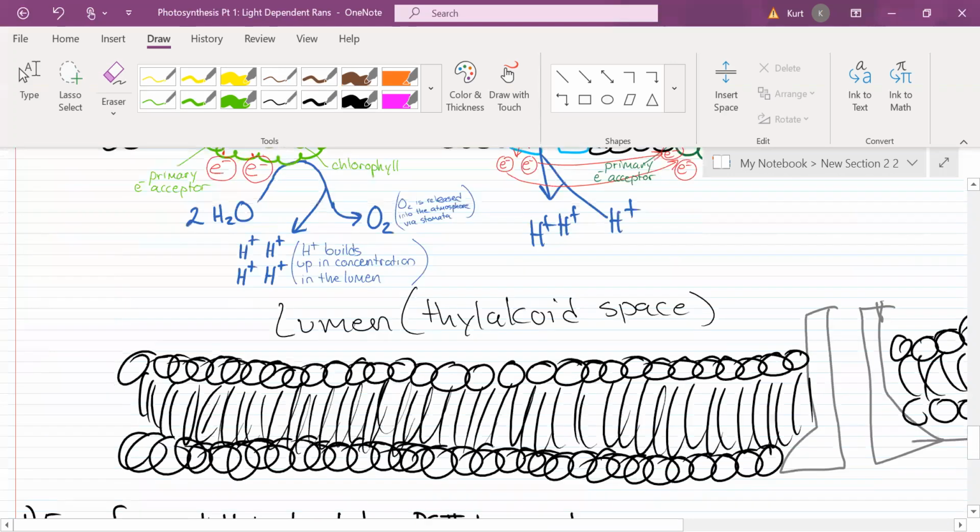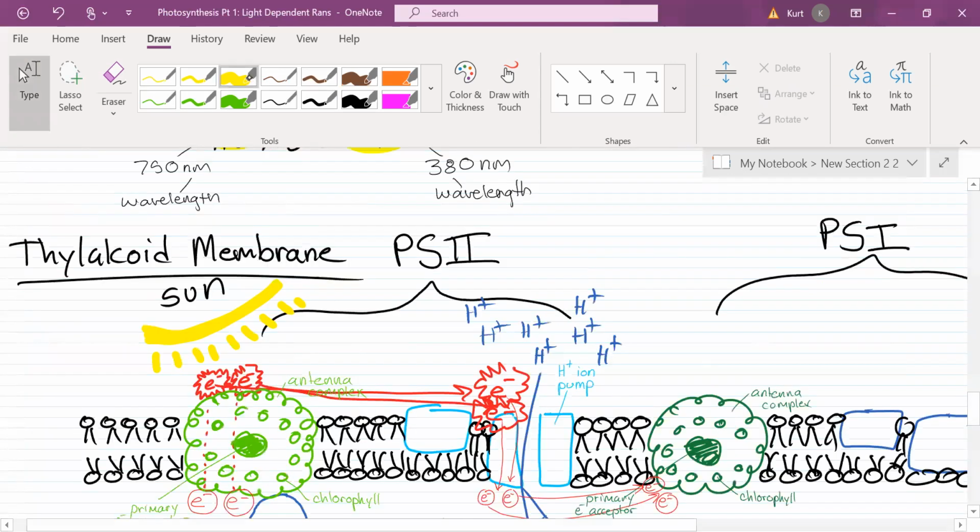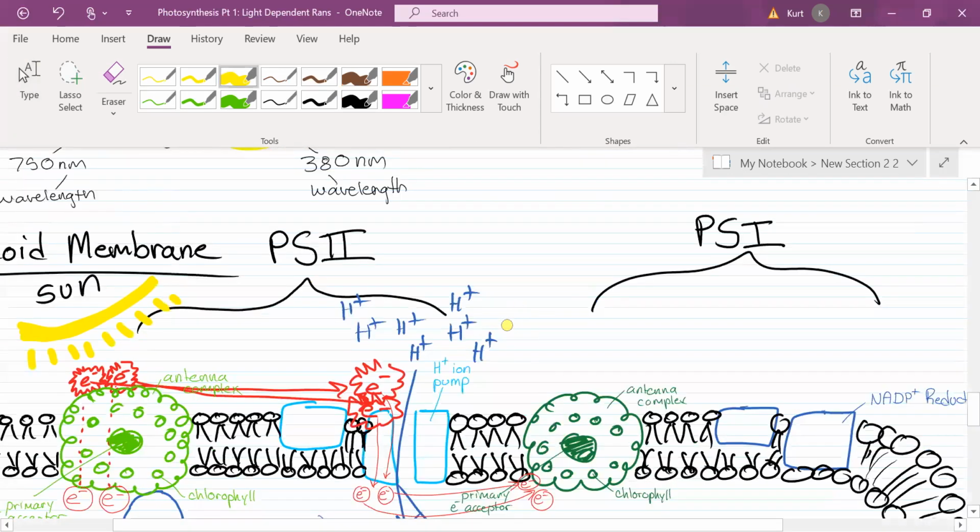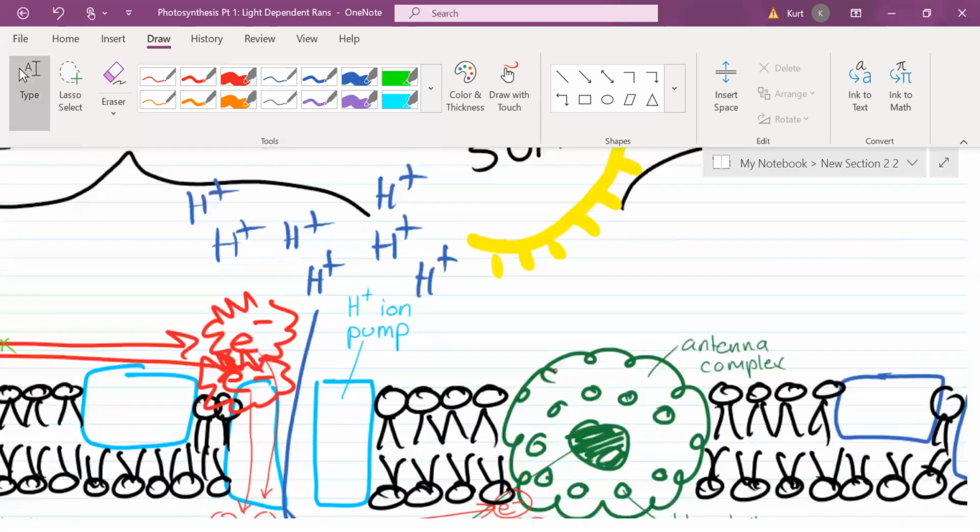So we need to just draw the sun again. Remember, there's not two suns. I want you to think, Mr. Thorson, there's another sun. It's just the same sun. And it's releasing its photons to power up those electrons again. So here we go.